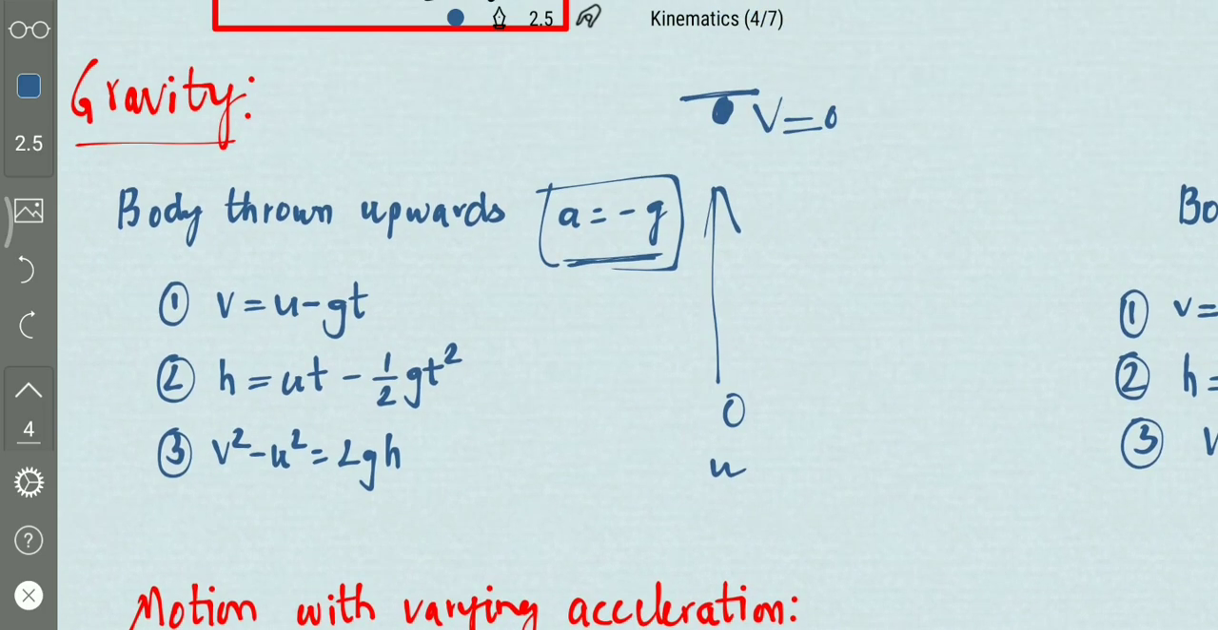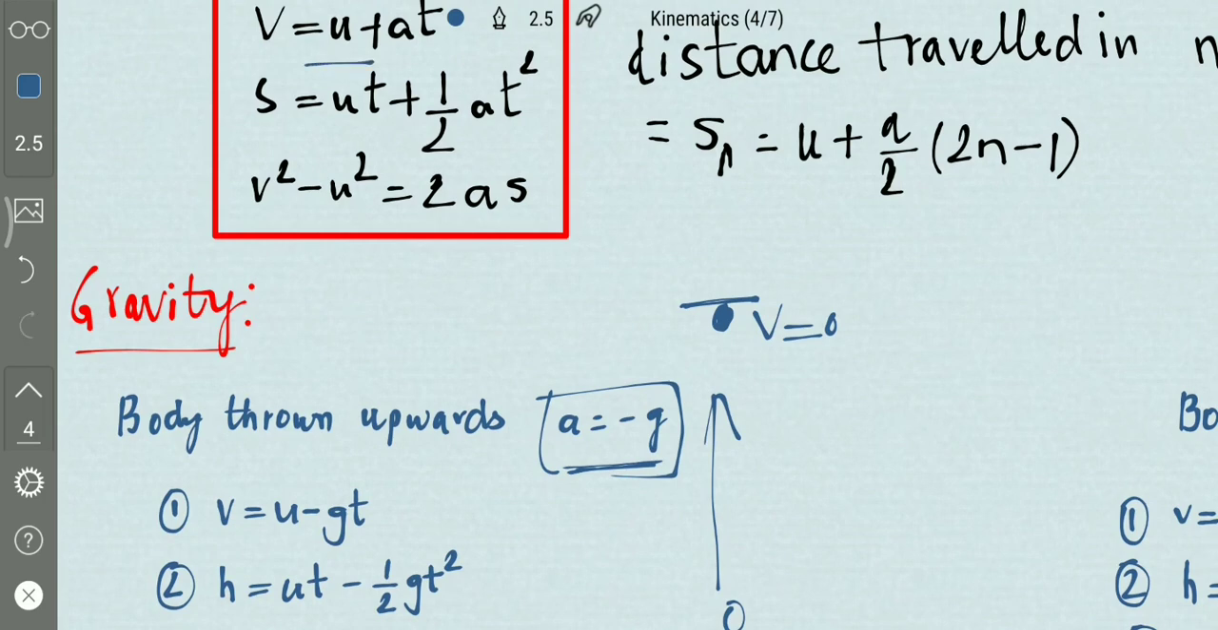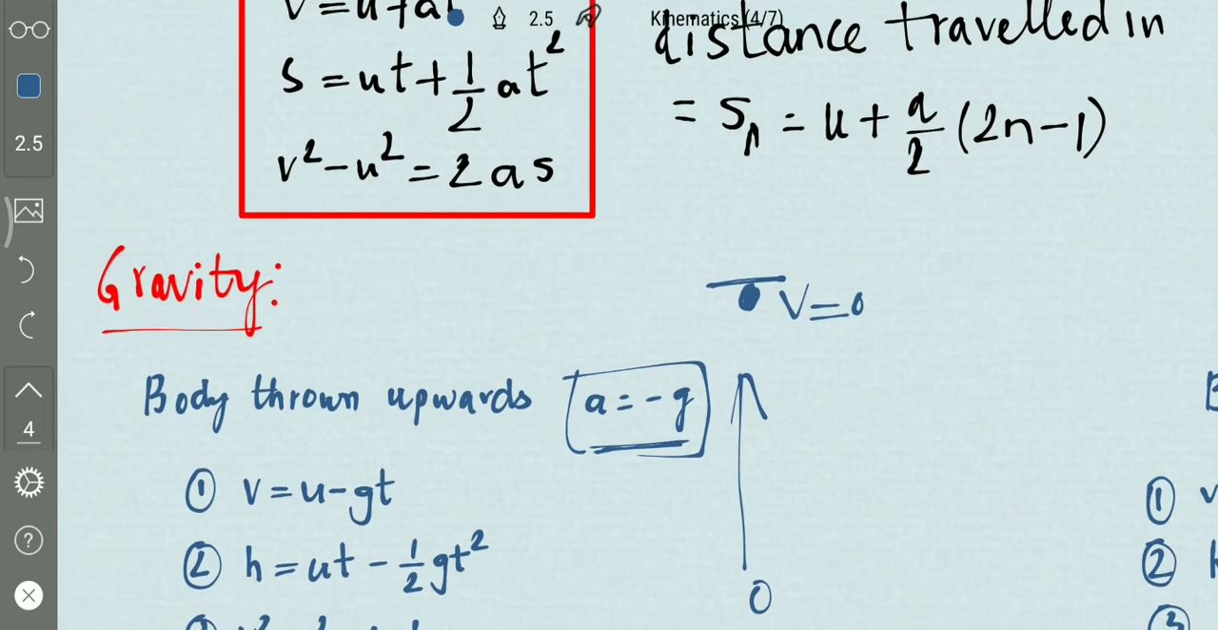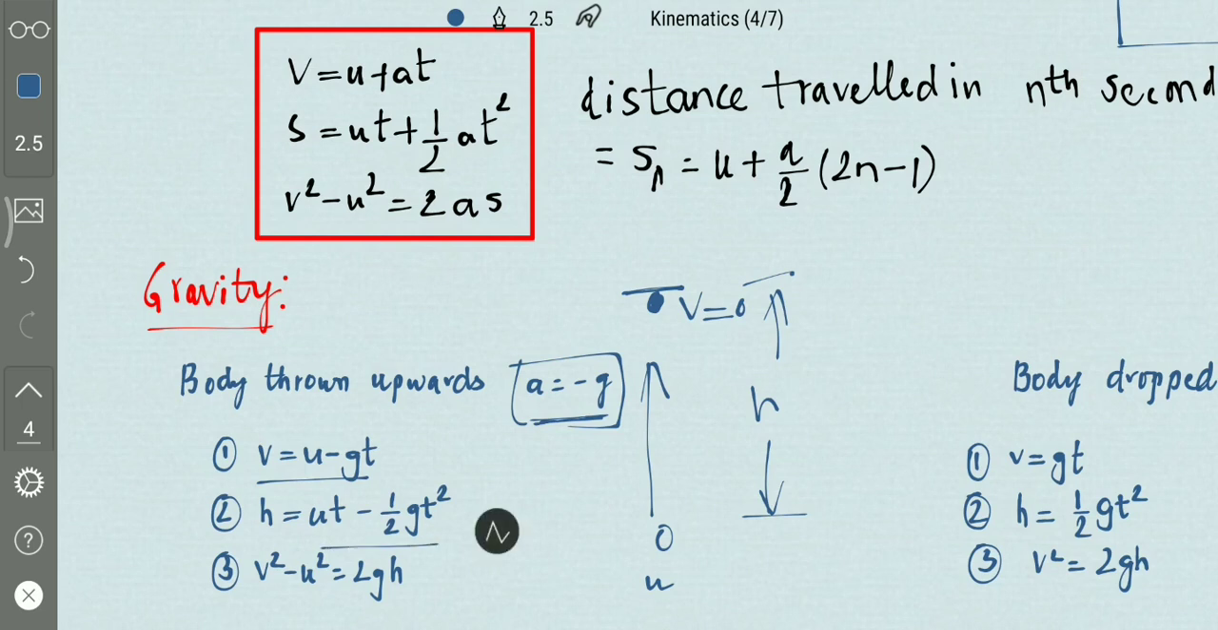So v is equal to u plus at, and here a is minus g. So v is equal to u minus gt. We take the total distance traveled as h, the height up to which the body has reached. So h is equal to ut minus half gt square, and v square minus u square is equal to minus 2gh.